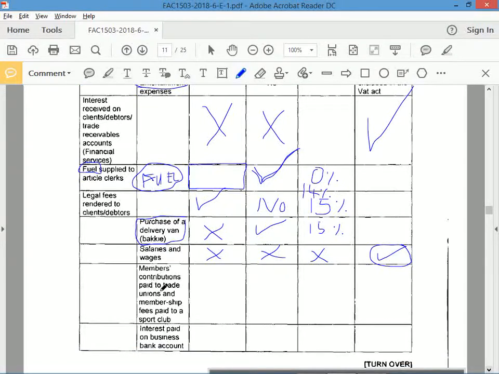Members' contribution paid to trade unions and membership fees paid to a sports club. There's the giveaway. Sports club. Paid to a trade union. Okay, so if it's for business purposes, then it's deductible. Okay, claimable. So members paid a contribution to the trade union and membership fees paid to a sports club.